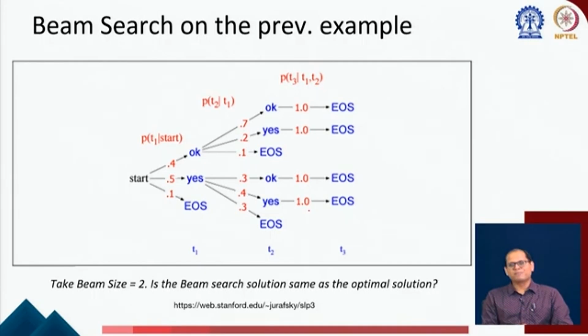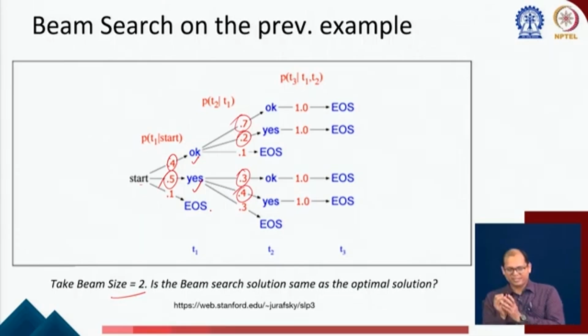So, would it give me the optimal solution? Let us see, I take beam size 2. What will I do in the first step? I will choose both OK and yes, the two words with the highest probability. Next, I will continue from both of these. From OK, I can do either this or this, and from yes, I can do either this or this.